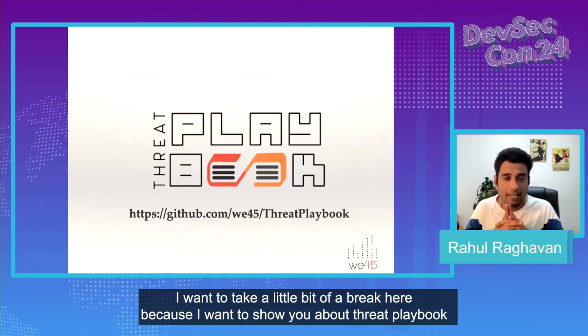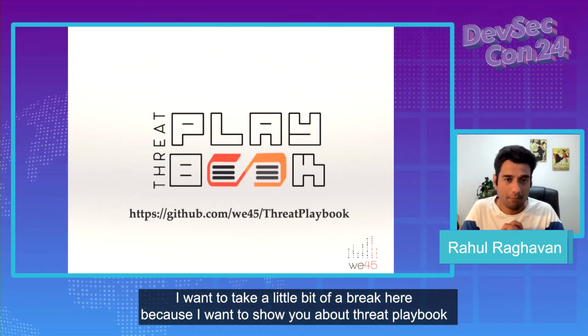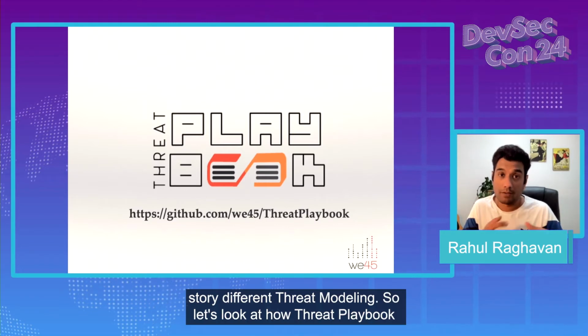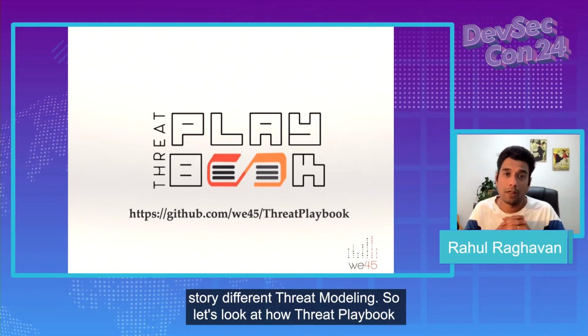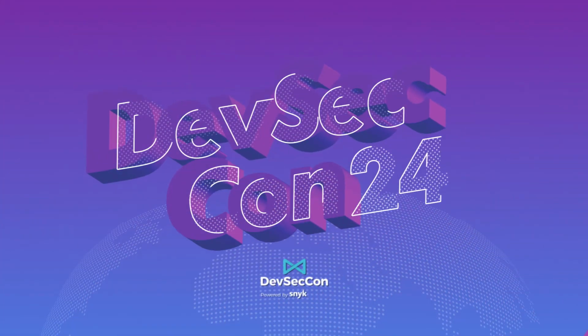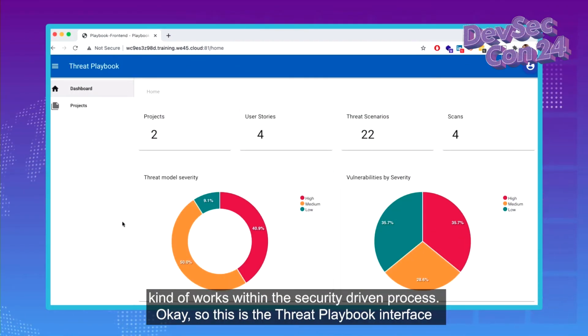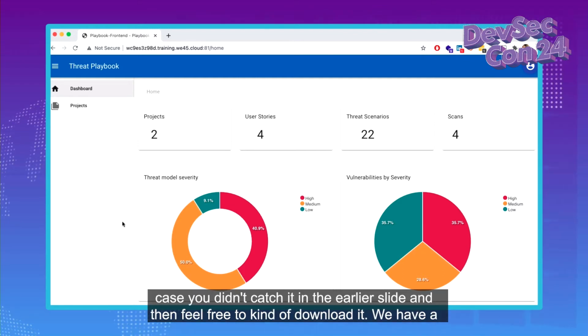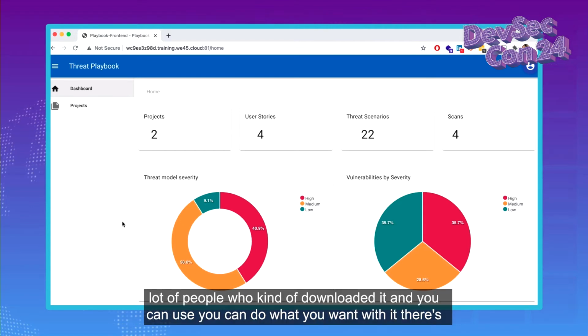I want to take a little bit of a break here because I want to show you Threat Playbook, because this is the framework that we're going to use to drive this whole story-driven threat modeling. So let's look at how Threat Playbook works within the security-driven process. Okay, so this is the Threat Playbook interface. Remember, it's an open source platform. I'm going to pop in the link to this GitHub repo in case you didn't catch it in the earlier slide. Feel free to download it. A lot of people have downloaded it, and you can do what you want with it.